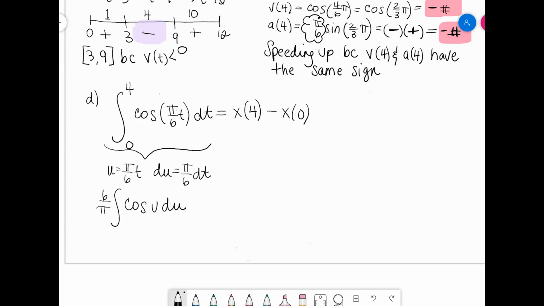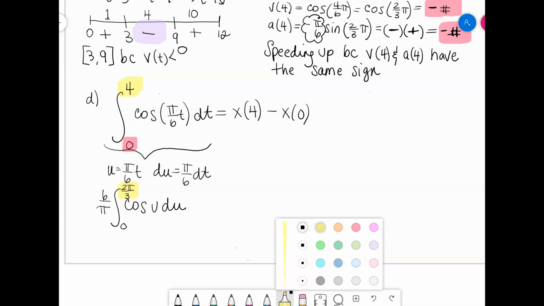Now, if I want to keep it in terms of u, I'm going to change my limits of integration to be u. So if I take this 0 and plug it into pi over 6 t, that would give me 0, because pi over 6 times 0 still gives me 0. If I take this 4 and plug it into pi over 6 t, I'm going to have 4 pi over 6, which is really 2 pi over 3. So I changed my limits of integration. I like to do that because I like to do more arithmetic, I guess, and less calculus, but that's completely up to you.